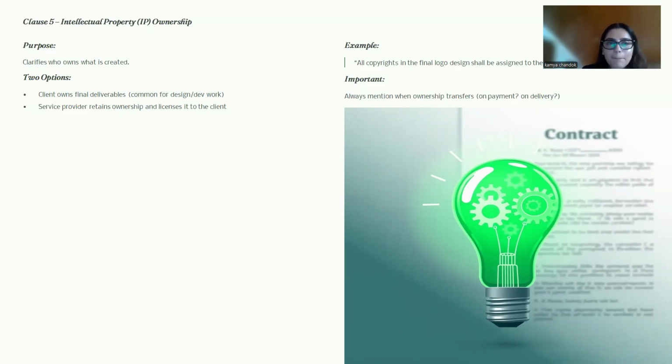So, simply you can craft it as: all the copyrights in the final logo design shall be assigned to the client upon the payment. It is also important to understand that you must clarify when the ownership transfers: on delivery, or on payment, or on both. You must always state all these things. Never let the parties assume things. You must always state things to avoid any confusion.